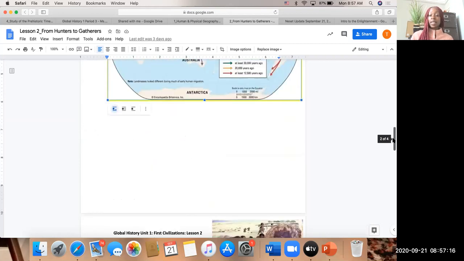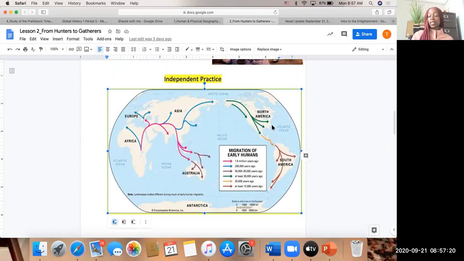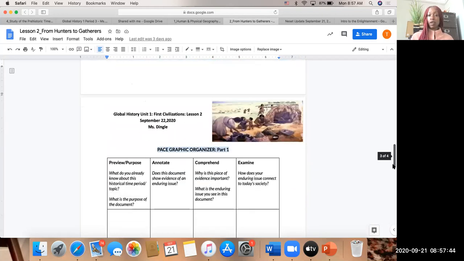Now, if I think back to yesterday's lesson when we learned about some enduring issues, I'm going to say yes, this map does depict evidence of an enduring issue, because here I can see migration. I can understand, because I know what this time period entailed and what the humans were going through during the Paleolithic era. I do know that the humans had an impact on the environment, and the environment had an impact on the humans. So I am seeing an example of an enduring issue.